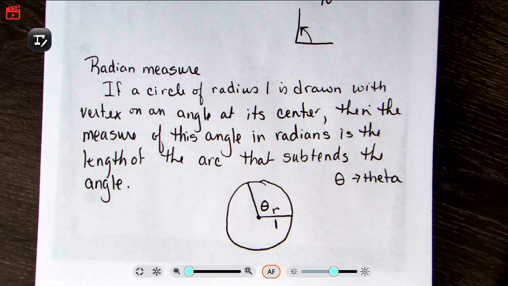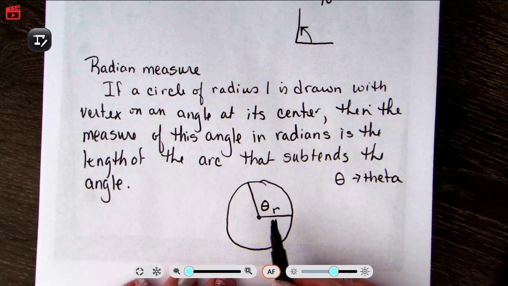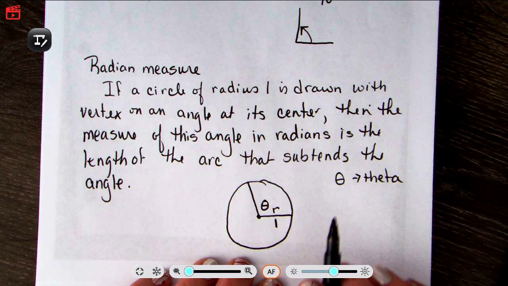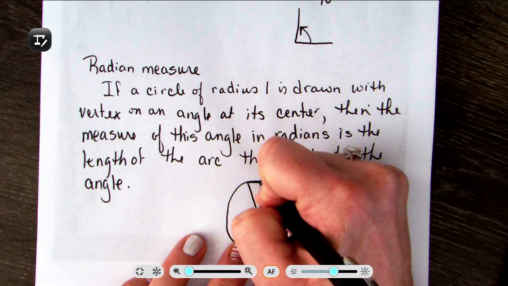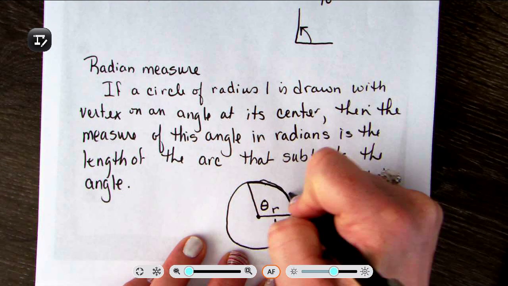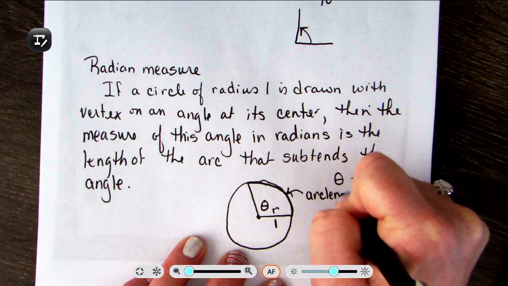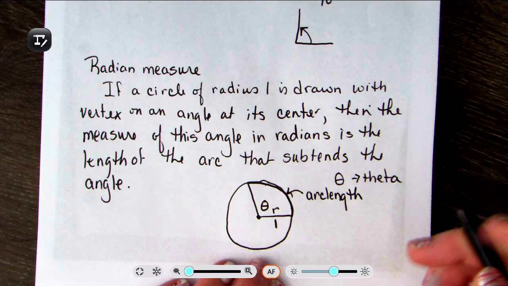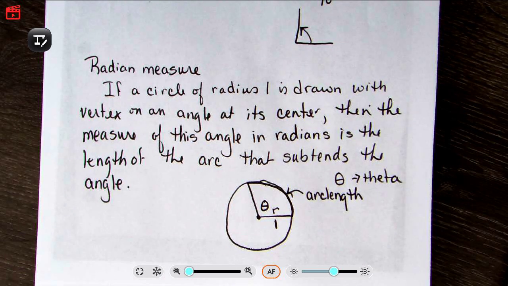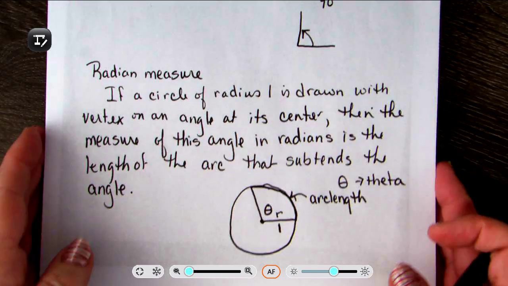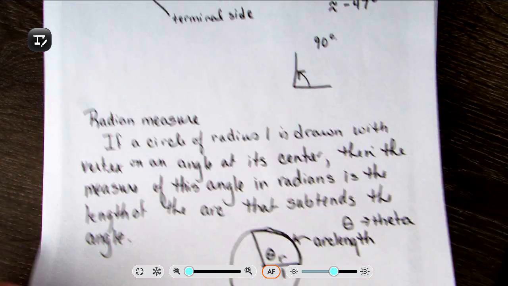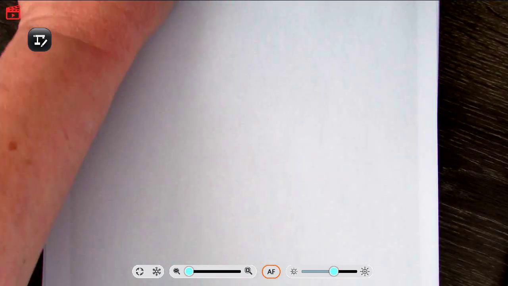We use lots of Greek letters to represent angles. So theta measurement in terms of radians will be whatever this arc length is. So the arc length is going to be the same as the radian measure. So how in the world does that make sense? Well, we're going to get some relationships here.